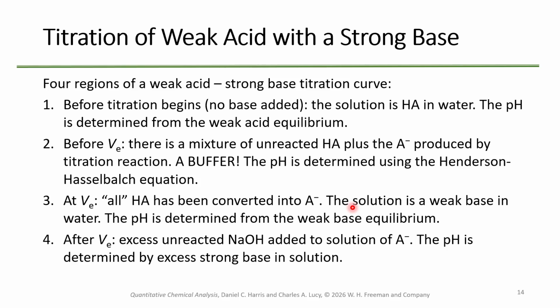Now, your VE, this is going to be the excess unreacted NaOH. It's going to be added to a solution of the A-. The pH is going to be determined by your excess strong base in that case. You're going to overwhelm that weak base, and you're going to have a strong base solution. That means you're just straight up doing the dilution of the strong base. Okay? That's the only really meaningful part of this.